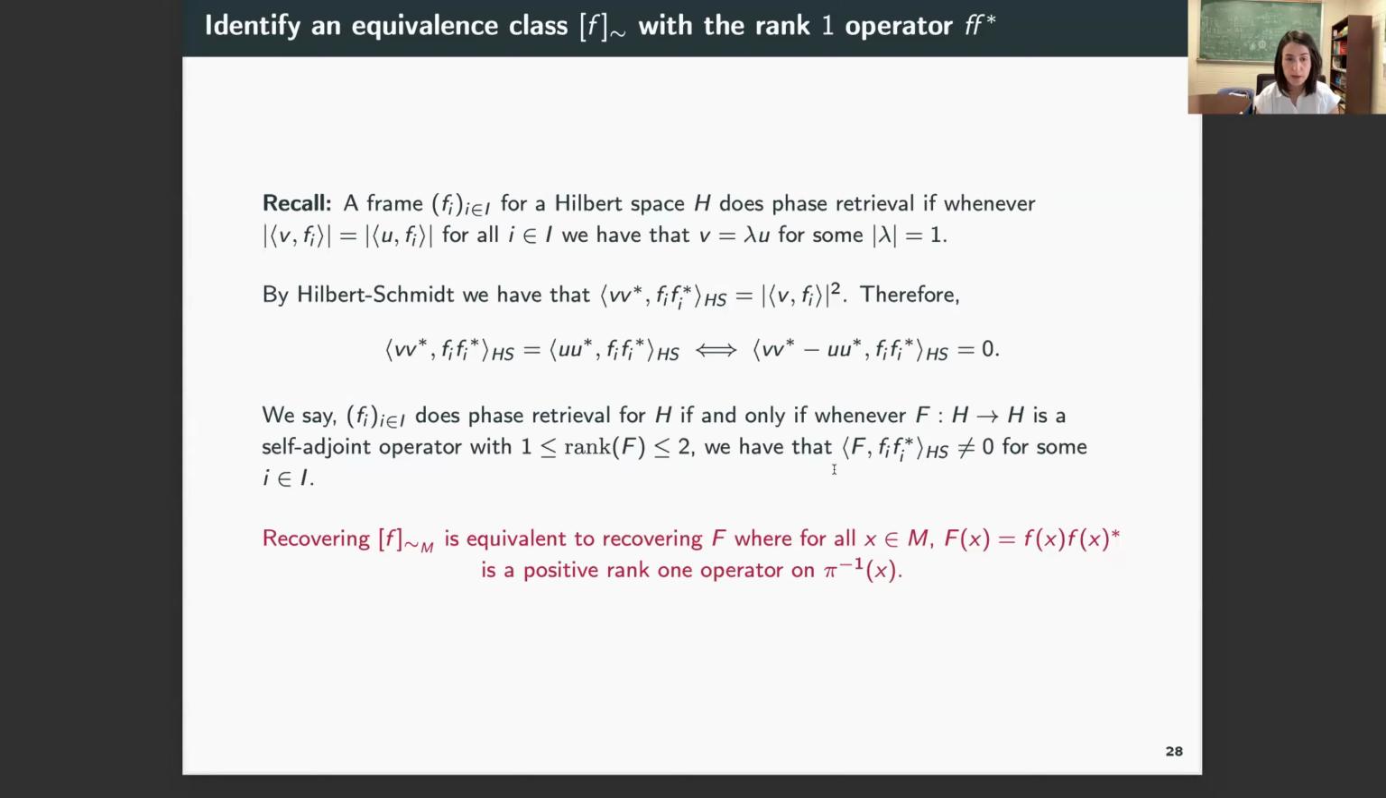In other words, my point here is that recovering this equivalence class would be equivalent to recovering this self-adjoint rank 1 operator, where F(x) is just f(x)f(x) star, which is a rank 1 operator on the fiber. So this solves this problem, and we're going to use that capital F to do the job for us.